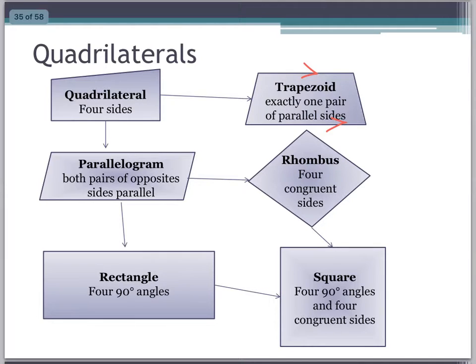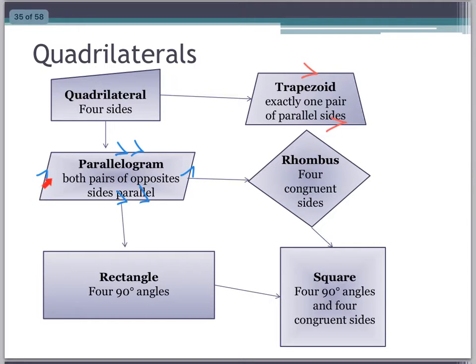A parallelogram, moving downward here, has both pairs of opposite sides parallel. So if I were to draw marks for that, we'd have arrows here, and then this would get double arrows because those two are parallel to each other, but not to the other two sides, obviously. So parallelogram, both pairs of opposite sides are parallel. Now, by the way, that also makes them equal too.